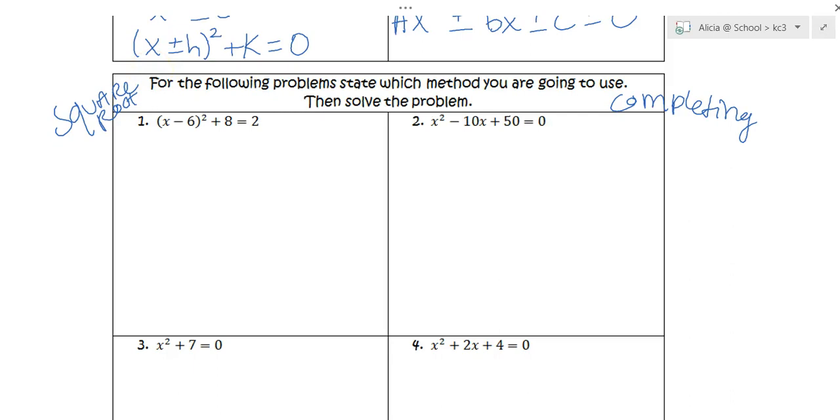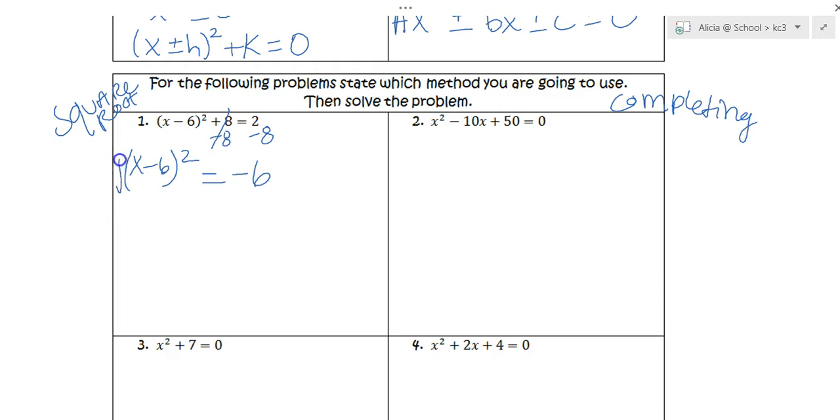Alright, so the quantity of x minus 6 squared plus 8 equals 2. Steps for solving: I need to bring over that constant. So I do the opposite, the inverse, which is subtract 8. I'm going to be left with the quantity x minus 6 squared equal to negative 6. Again, that becomes a 0, and then 2 minus 8 is negative 6.